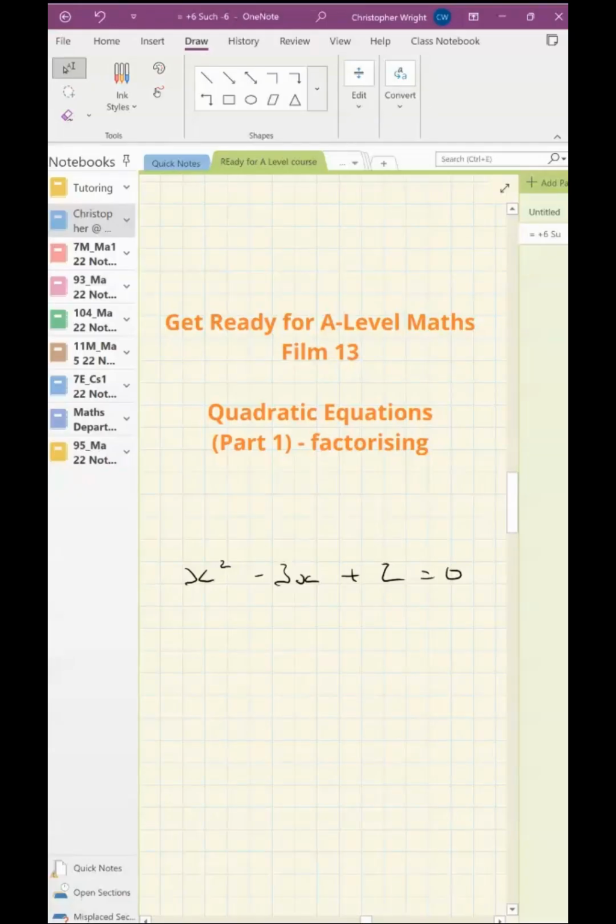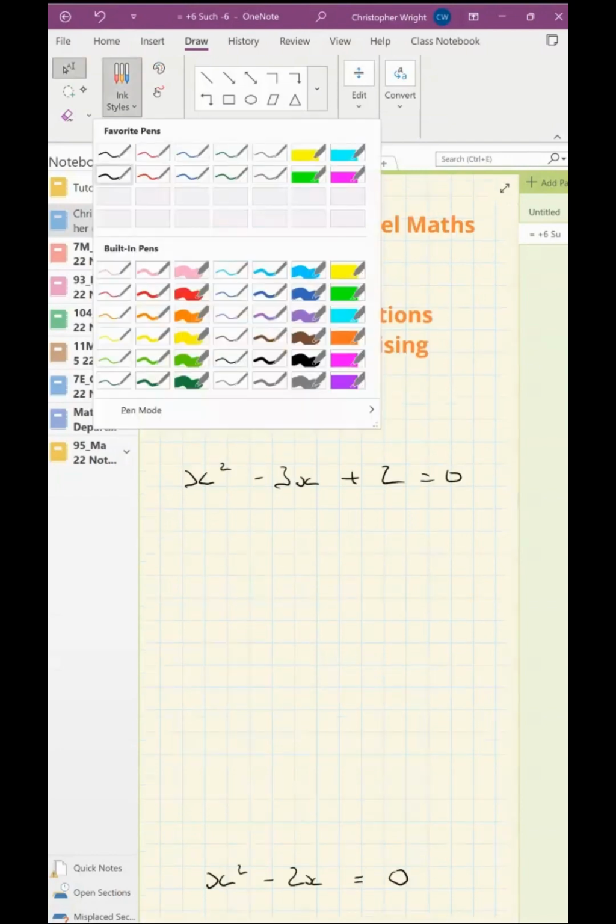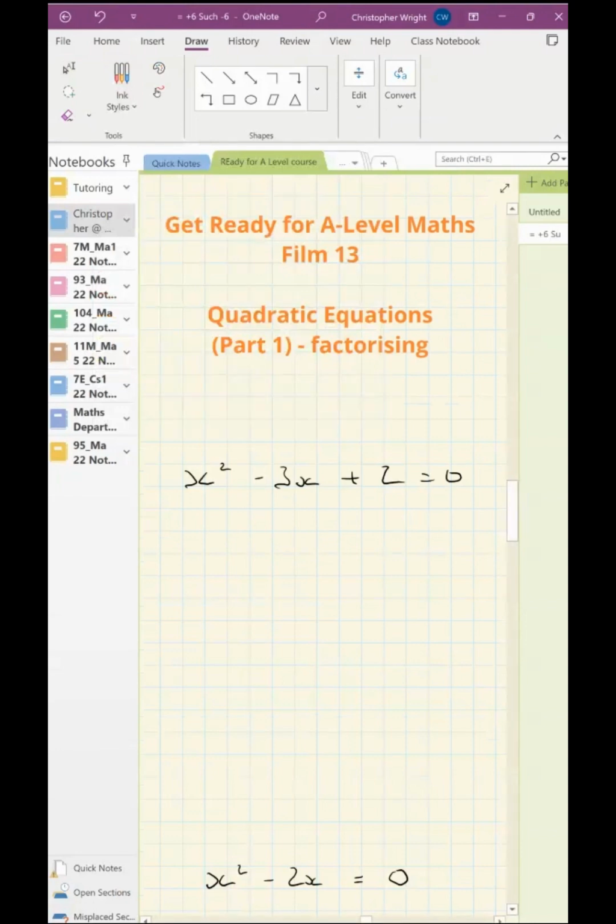So right here, we're getting ready for A-Level Maths Film 13, Quadratic Equations, Part 1, solving them by factorising. In a later film, we're going to solve using the formula and also solve by completing the square. But in this case, we're solving by factorising. So I've already got this set equal to 0, so I need to factorise the left-hand side.